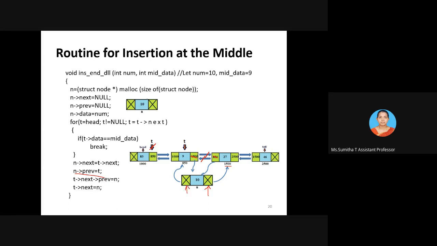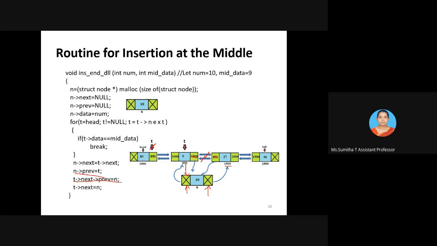What is the value of T? What is the value? 850, ma'am. 850. Okay, 850 assigned to here. And next step, this is one advanced step. So far we have not discussed it.